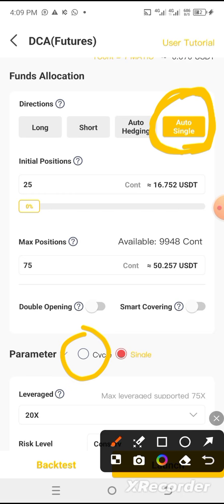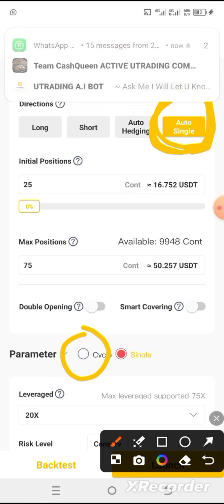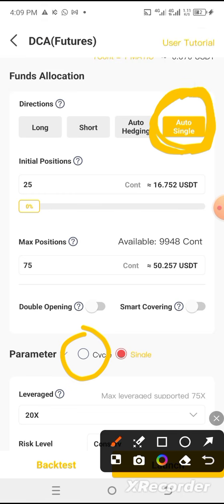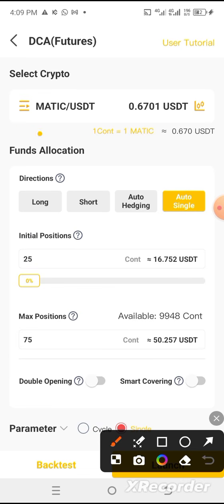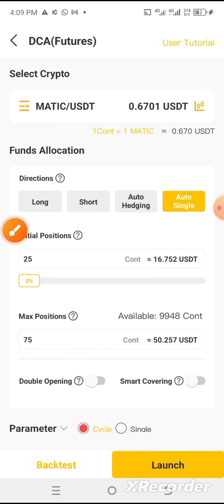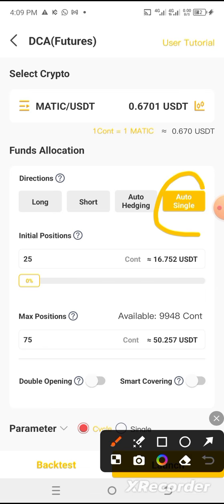trend. So the system chooses the direction whether to buy short or to buy long. So we prefer you put it that way. Then this is where we choose our coin. You would have chosen the coin before doing the settings. Now, so we are putting this in cycle, and this is auto single.